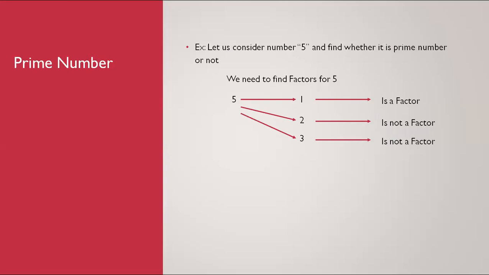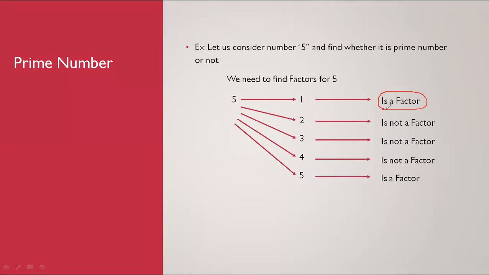It's not exactly divisible, dividing 5 with 3. And then if you consider 4, it leaves a remainder 1, so it is also not a factor, right? And if you consider 5, it will give you remainder 0, which means it's a factor. So if you see this clearly, it has two factors: one is 1 and the other is itself. It can have multiple factors as well.